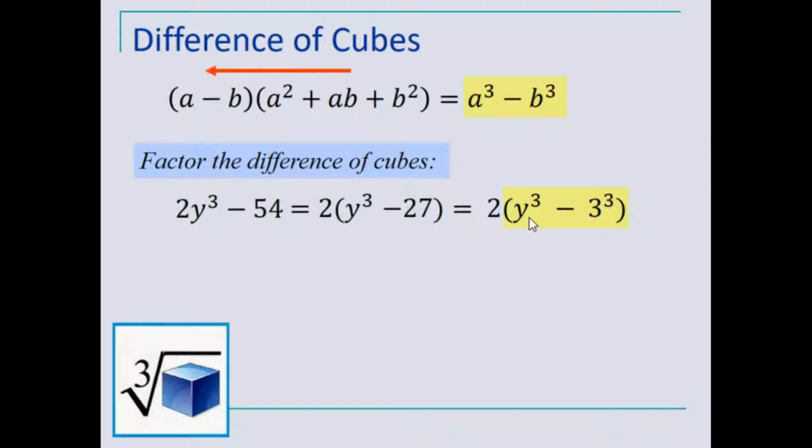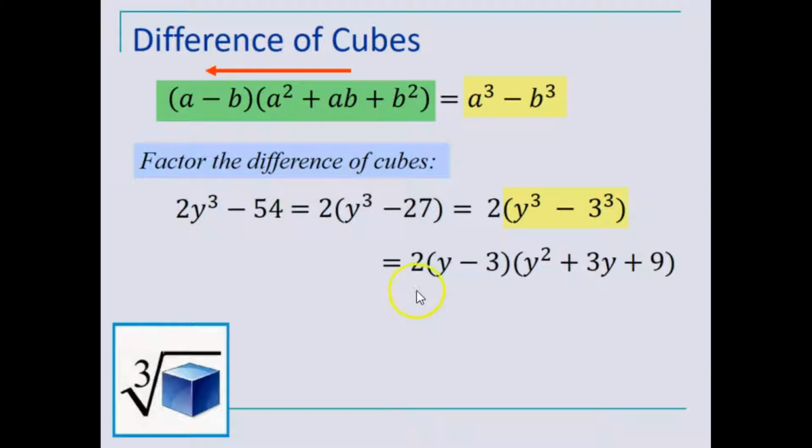Establishing that, we'll reverse this special product to factor it with the cube root of the first minus the cube root of the second term times the quantity, square of the first cube root, opposite sign, so we have a plus, product of the two, 3 times y, plus b squared, negative 3 squared gives us a positive 9. We now have our final factorization of this given polynomial.